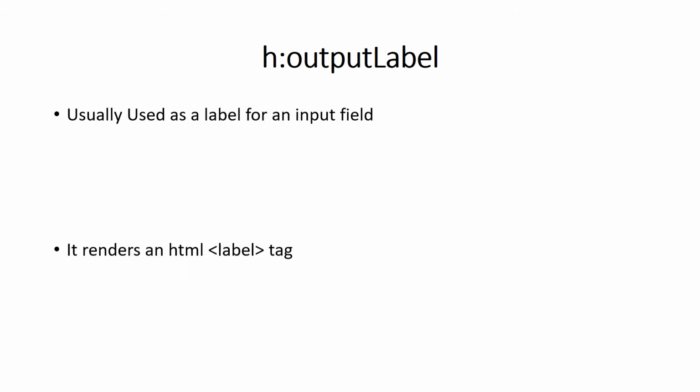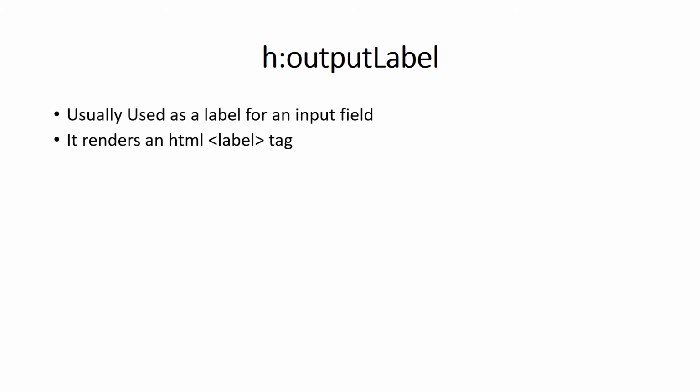Let's discuss the output label. It's usually used as a label for an input field. Just as in our previous example, we had an input text field called user ID, for which we provided a label called user ID. It renders an HTML label tag.